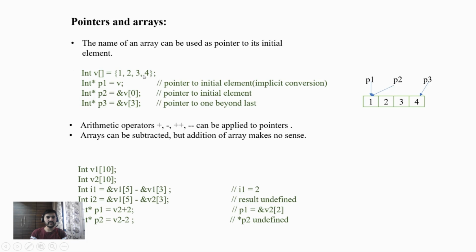Okay, which contains 4 elements. I have not specified the size of v because in this case the size of the array is identified by the system itself by looking at the number of elements it contains. So the size of v is 4 and v is an array.